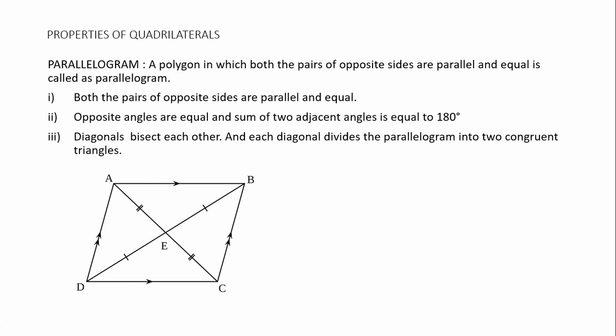So the diagonal divides that parallelogram into two congruent triangles. ABD is one triangle and BCD is the other, with respect to the diagonal BD. With respect to the diagonal AC, ACD is one triangle and ABC is another triangle. So the diagonals bisect each other, and each diagonal divides the parallelogram into two congruent triangles. Any figure which satisfies these properties, around 6 properties, is called a parallelogram.